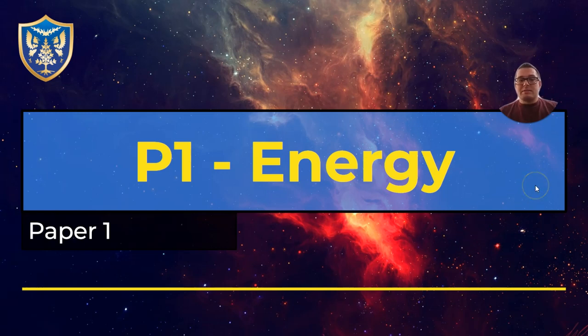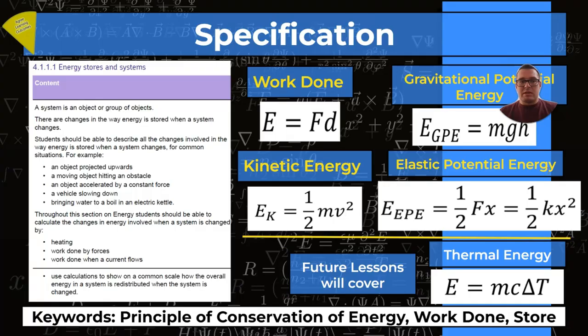The first paper consists of 4 main topics, the first of which is energy. The other 3 are electricity, matter, and radioactivity or atomic structure. So in this video, we're going to focus specifically on energy and the components of that, helping you maximize your marks in this section.